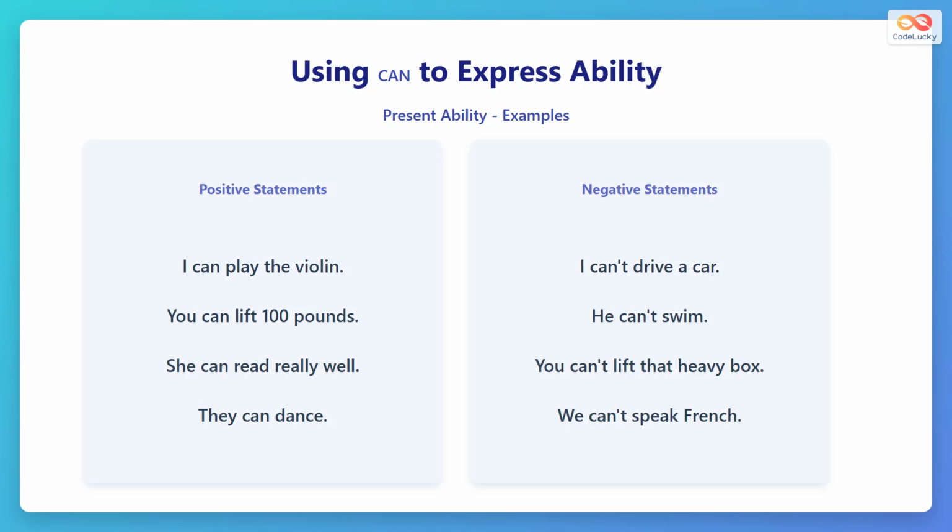For negative sentences, use cannot or the short form can't. I cannot drive a car. He cannot swim. You cannot lift that heavy box. We cannot speak French.